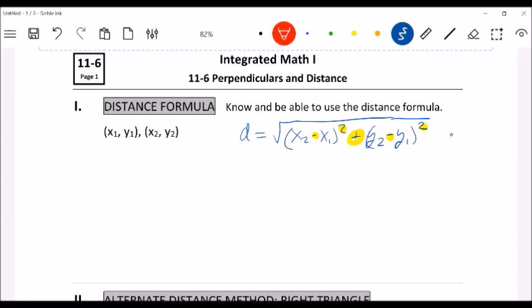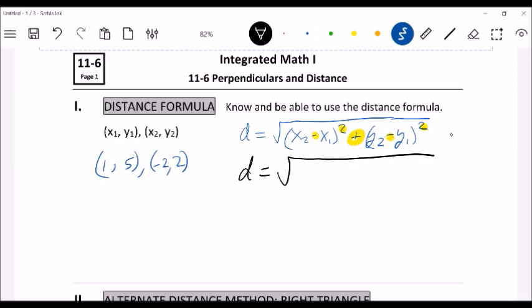Now over here, we are going to pick, or set up points. Let's use the points 1, 5, and negative 2, 2. So the distance for this, let's just put those things in. So x2 and y2 are here, so we'll lead off with those. Negative 2 minus 1, so that's x2 minus x1, squared, plus y2, which is 2, minus 5, and that's squared.